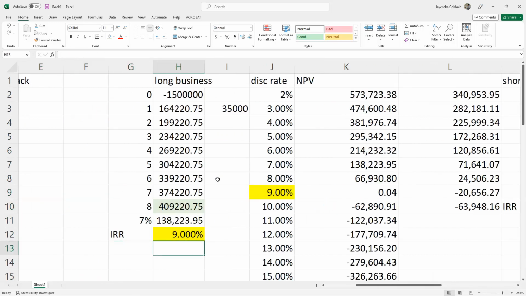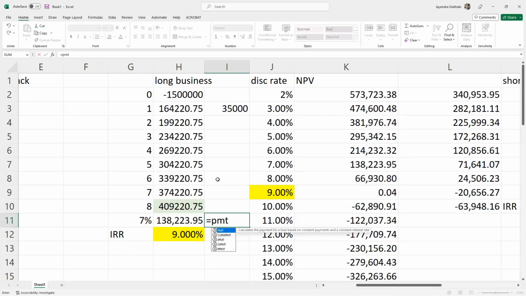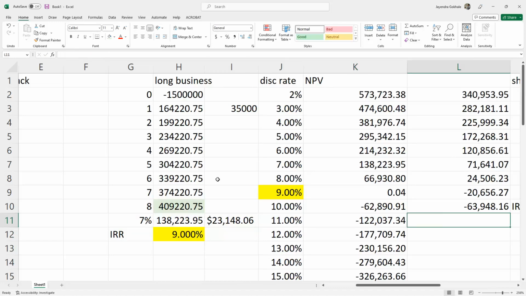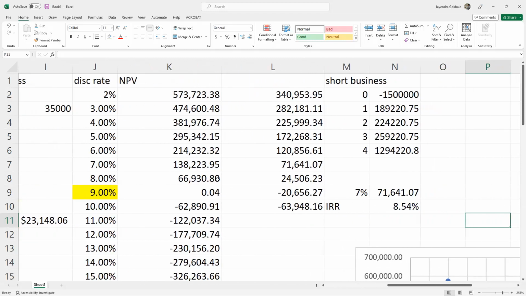So notice how this project is for 8 years. Its NPV is $138,000. So what we say is PMT. What is that single payment over these 8 years that will make me indifferent between this NPV and my equivalent annual annuity? So number of periods is 8. Then present value is the net present value, which is minus 138. Future value is 0 and type is 0. So what essentially we're doing is we're converting the net present value into a series of equivalent cash flow payments over the duration of that business. So the per year equivalency of that net present value is $23,000.